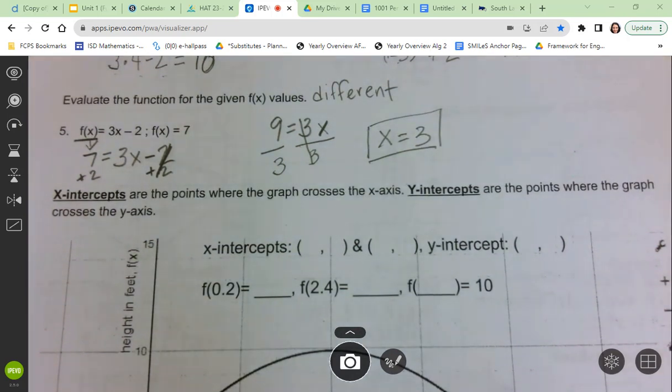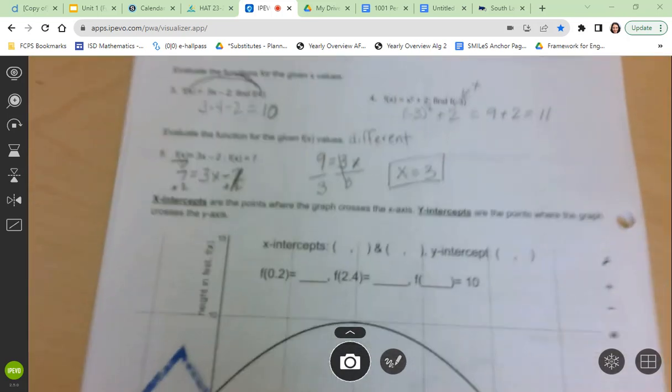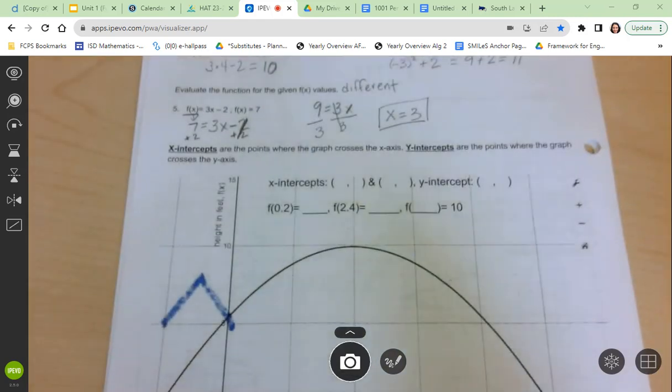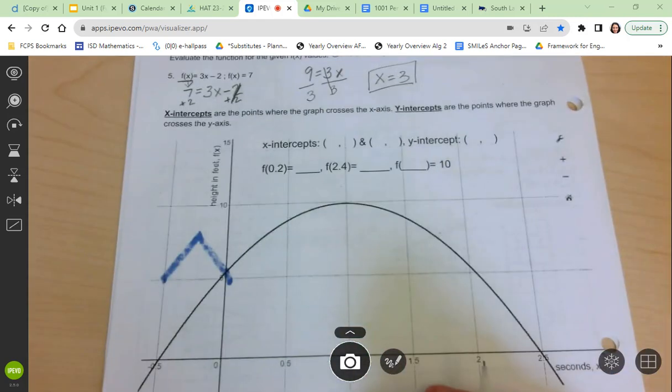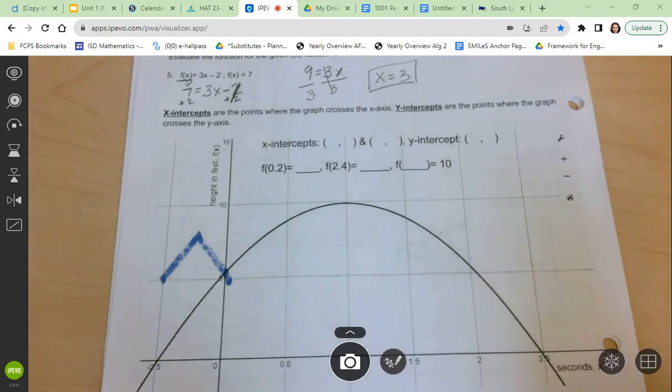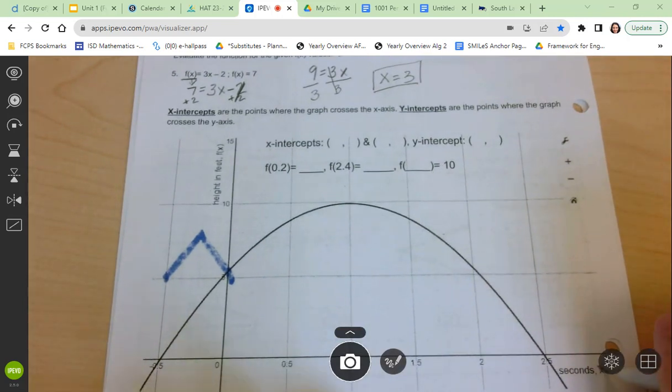Okay. So also we can evaluate graphs. So let's take a look at this graph here. Ignore my blue, that was from the other side. X-intercepts are the points where we cross the x-axis. Y-intercepts are the points where we cross the y-axis. So here is my x-axis right here.